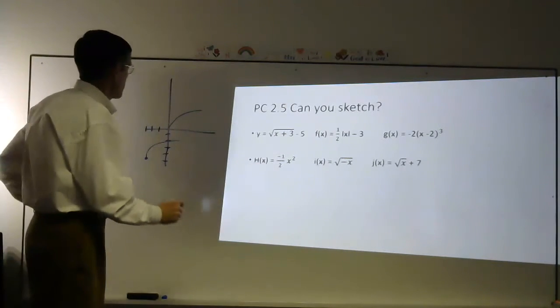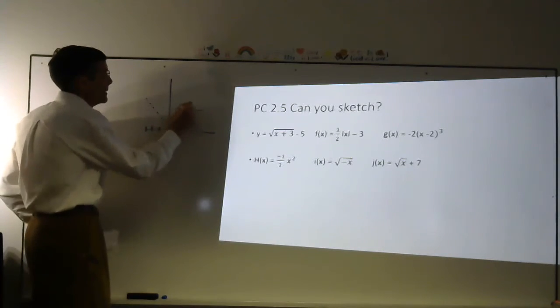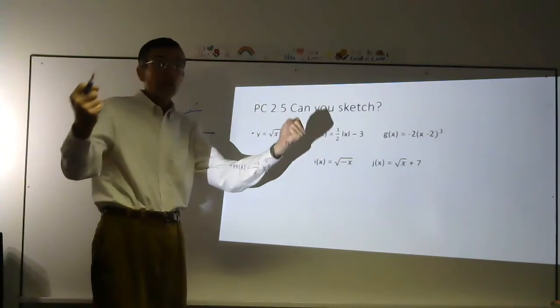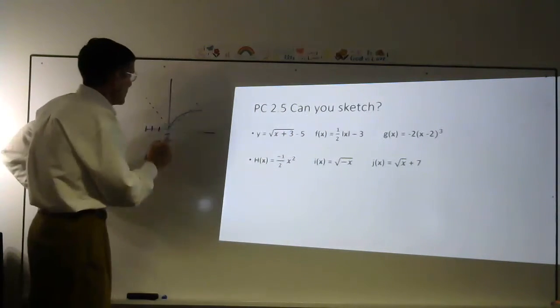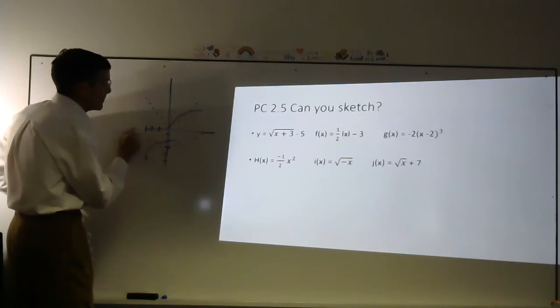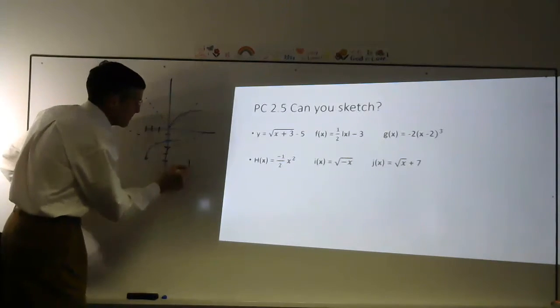Absolute value. We know what an absolute value looks like. I'll do it in a dotted line. Here's an absolute value. The 1/2 makes it wide. The -3 moves it down 3, and it's much wider. Okay? Let's do another one.